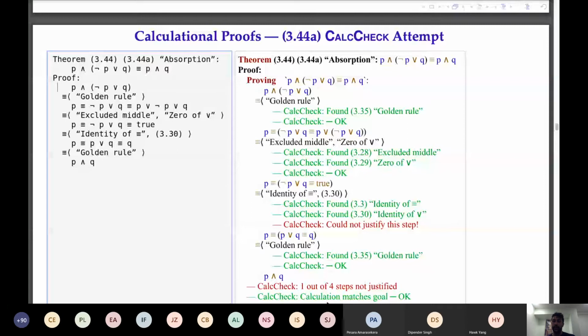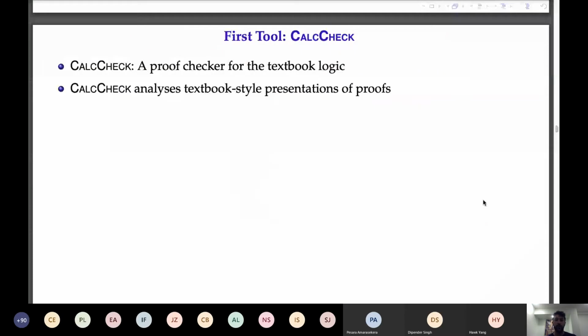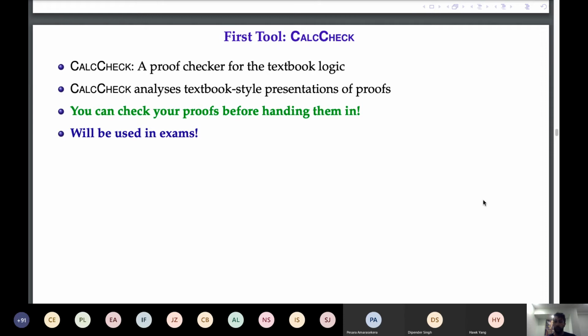So the cool thing is, you can always check your work before submitting it. You will always know your grade ahead of time. If there's no red, you got perfect. If there are some "could not justify" steps, then you will have lost some marks. So again, it's a proof checker for the logic of the book. You can hand in work with it, and we're going to use it for everything in this class.